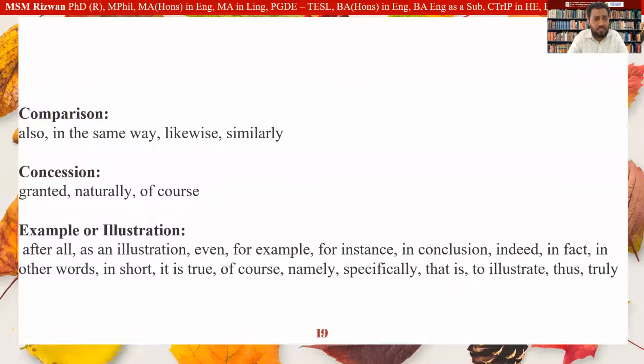Now we can discuss another group of transitions, those used for concessions. The given words like granted, naturally, of course, can be used for signalling a concession within the text. And in addition, when you give examples or illustrations, you can use the given logical connectors, phrases and words. You can use them when giving examples or more illustrations on the area you are explaining in a written context. Can one of you read the words given for example?